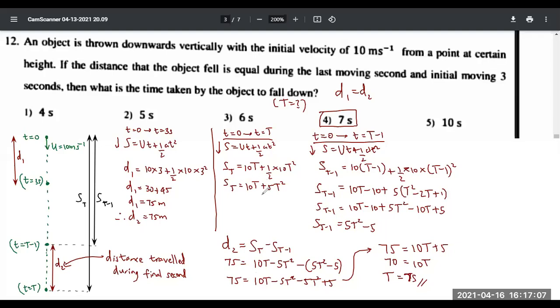Sorry guys, for S(T) it should have been 10t plus 5t squared. Beg your pardon. Here S(T) was 10t plus 5t squared. So I should have substituted 10t plus 5t squared. Sorry. So 5 plus 5t squared and minus 5t squared will get cancelled. Sorry.